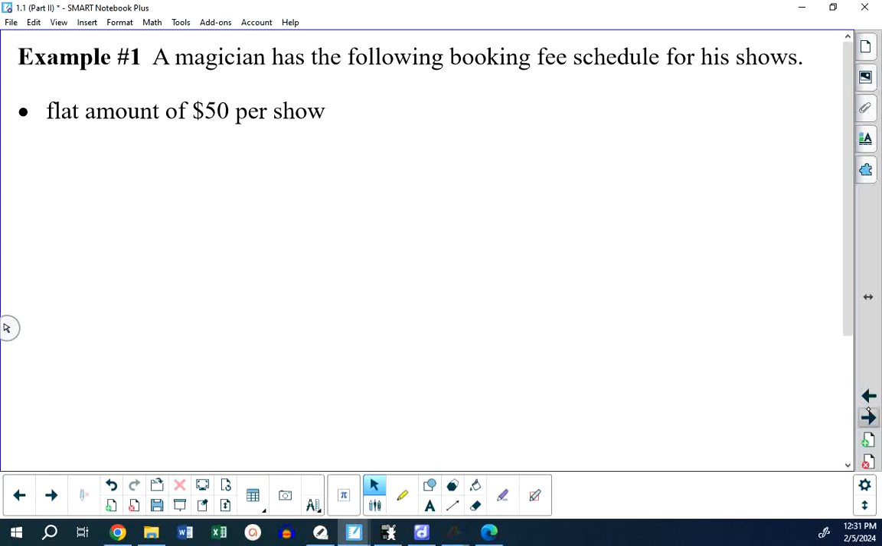And the person says, well, you mean to tell me if it's a 1 hour show, it's $50, and if it's a 2 hour show, it's $50? And the magician says, no, not quite. It's not that simple. It's $50 per show, and I'm going to charge you $25 for each 15 minutes. And you should make a note here. This says every quarter hour. A quarter of an hour is 15 minutes. Okay? And it's probably going to be easier for us to work in minutes.